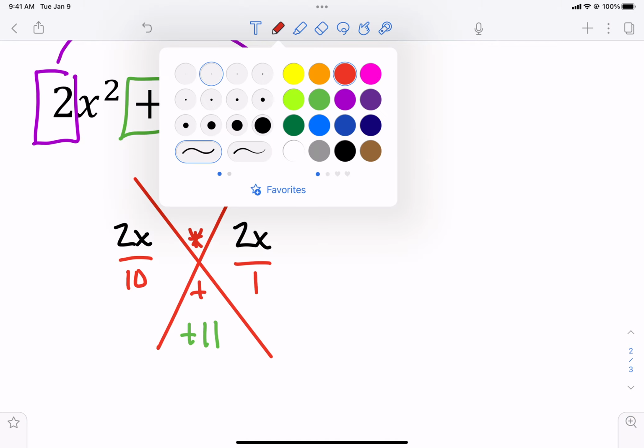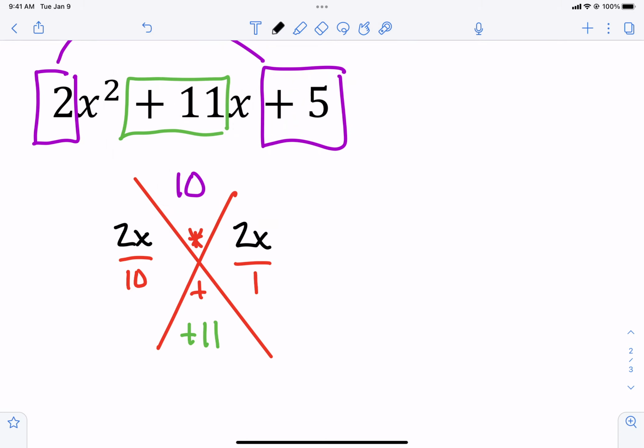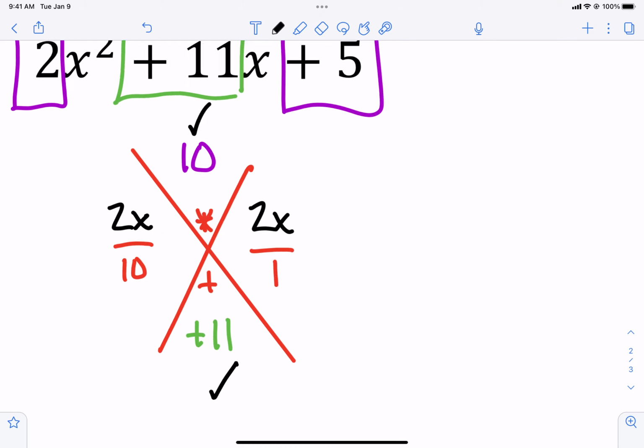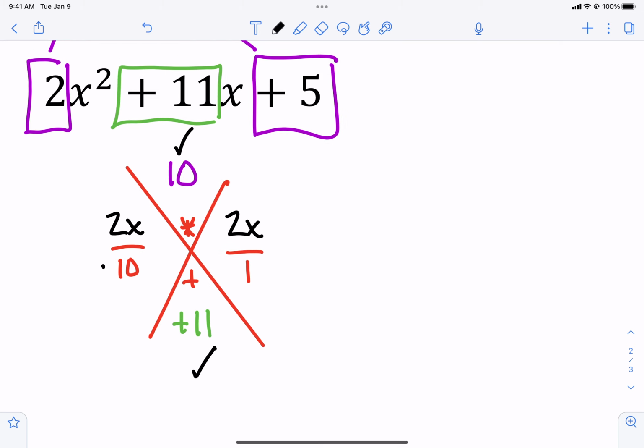And on this one, we do always want to double check to make sure it works. Does 10 multiplied by 1 give us 10? And the answer is yes. And 10 plus 1, does that give us 11? And the answer is yes. So really, when we're doing this, we just have to get really good at organizing our thoughts. Now, since that's a positive 10 and a positive 1, we're going to put a little plus sign next to them. And then here's the last step.